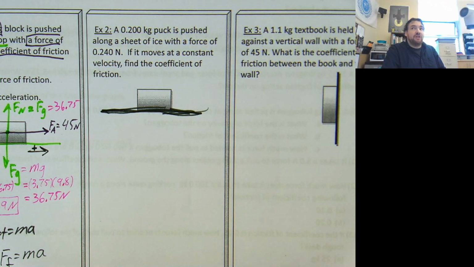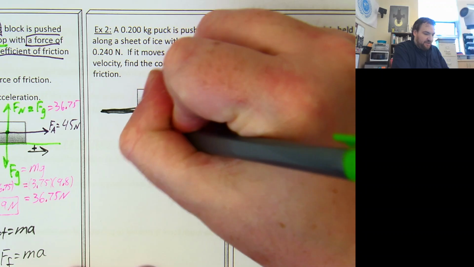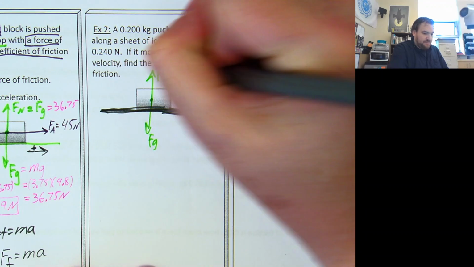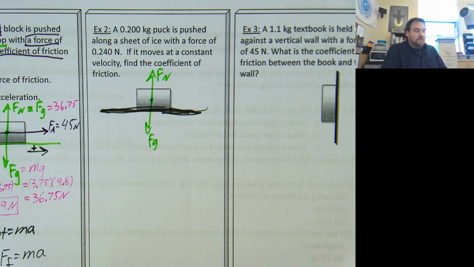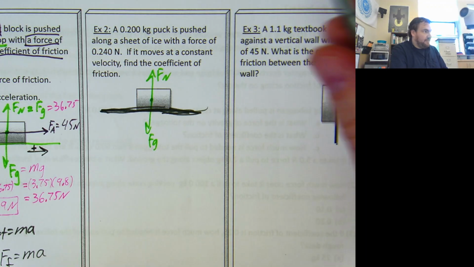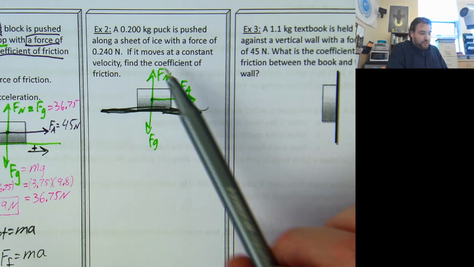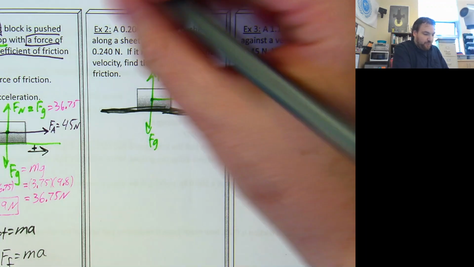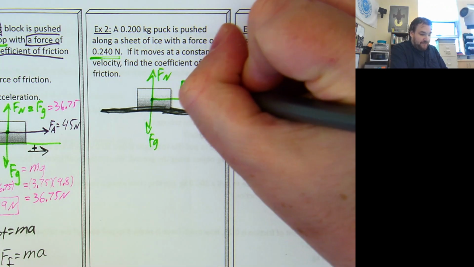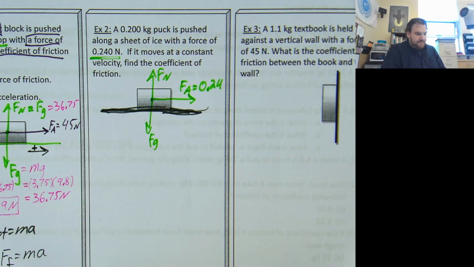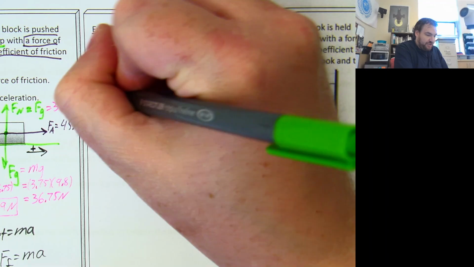Making inclined sheets of ice is not an easy thing to do. So what's the free body diagram going to look like for our puck? FG is straight down, FN is straight up. There's going to be an FF and an FA. Which direction do you want those to be in? FA to the right? Sure. You've got an applied force to the right, and we've got a value for that. We're told that the puck is pushed along a sheet of ice with a force of 0.240 newtons. So that's your applied force, 0.24 newtons. And force of friction is going to oppose motion, so force of friction is over here.